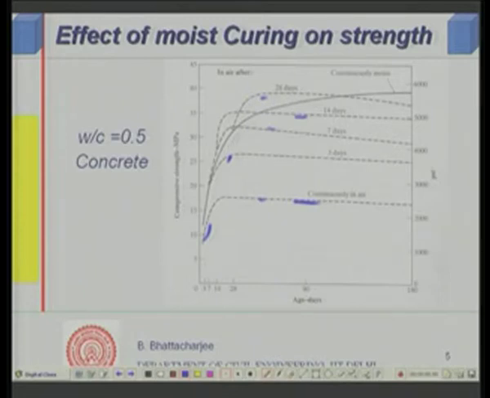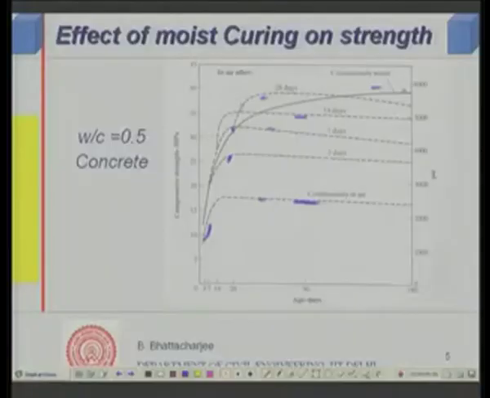Now, if I keep it continuously moist forever, so here I kept it for 28 days, and beyond that I put it in air. There is a slight increase after that, but then finally it decreases. But if I keep it continuously in moist condition, the strength will go on continuously increasing. Of course, you can see that this is asymptotic to a certain value; it is not infinitely increasing. So, what happens when you are continuously in moist condition? There could be some redistribution and a little more hydration, or a reduction of the porosities and pore sizes, giving a slight increase in strength.